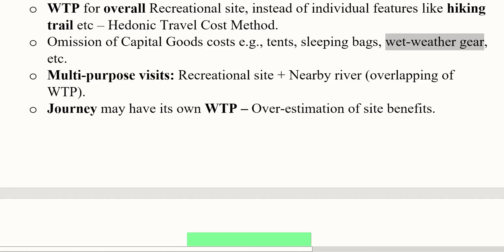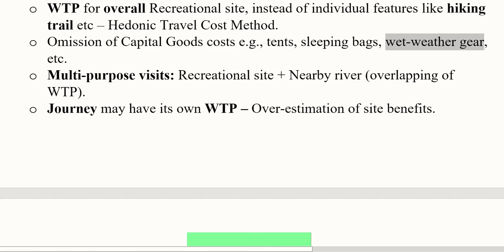There are multi-purpose visits. People can go to a recreational site, but if there is something else nearby, for example, a river, they can also go there for fishing or any other activity for recreation. And when this happens, the WTP gets overlapped with the other objectives, because they're not there only for the recreational site, they're also there for some other place which is near the recreational site under consideration.